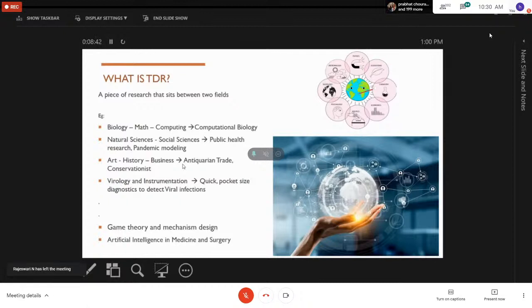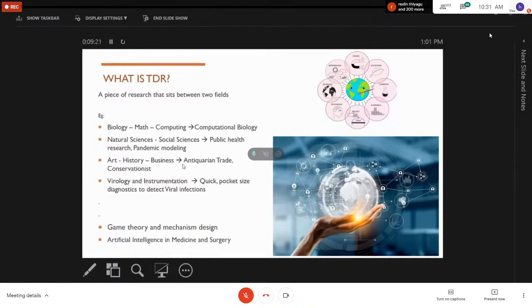Other examples are using artificial intelligence in medicine to prescribe medicines or to do surgery, game theory and mechanism design. So you might say, okay, can we not do this by having experts from two different fields come together? Yes, that's a good start. But in order to understand each other's language, if I am a biologist and I describe my data to a mathematician, I should have the skills to explain it to him, and he should have the knowledge or the basic foundation to understand what I talk about, right?